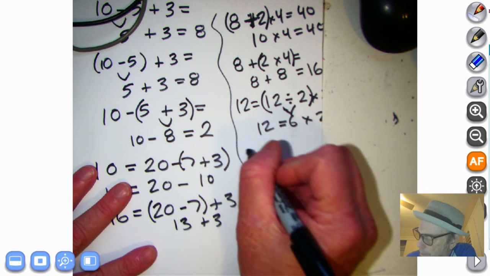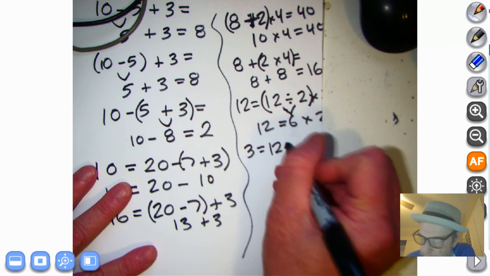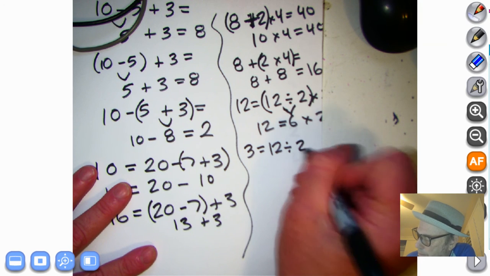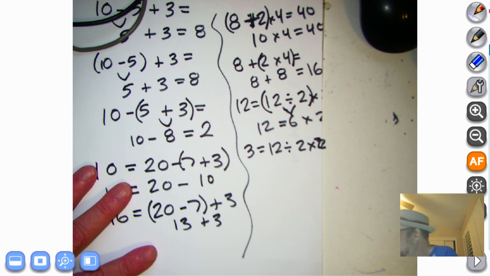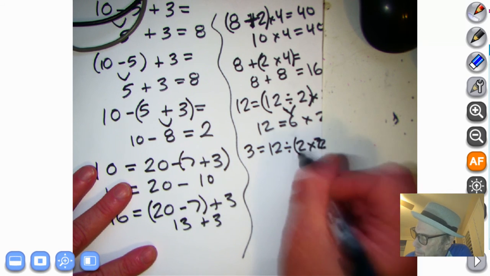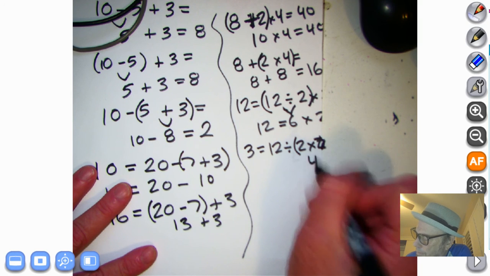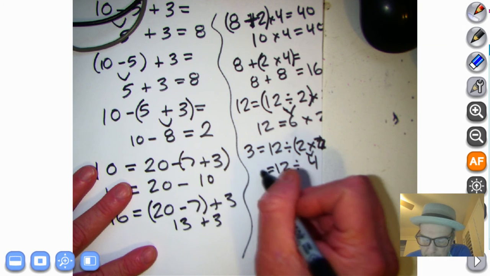Let's try another way. We're going to go 3 equals 12 divided by 2 times 2. Whoops, I'm writing on the table again. What in the world can we do here? Well, it's going to equal 3, so can we just do 2 times 2 is 4? And 12 divided by 4 does indeed equal 3.